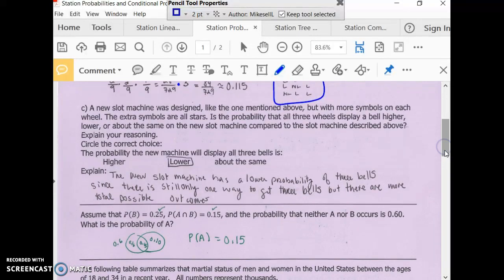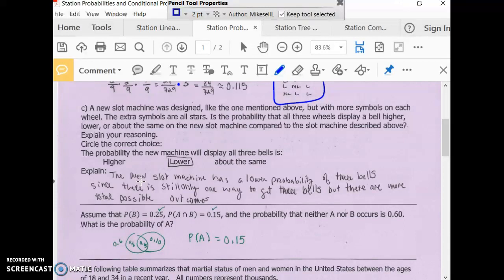So here's the thing, my slot machine has changed and I have stars added on. Is the probability to get a bell higher or lower or about the same on the new slot machine? Make sure you explain your reasoning. I'm going to say it's lower. This is why. The new slot machine has a lower probability of 3 bells since there is still only one way to get the bells, but there are more total possible outcomes.